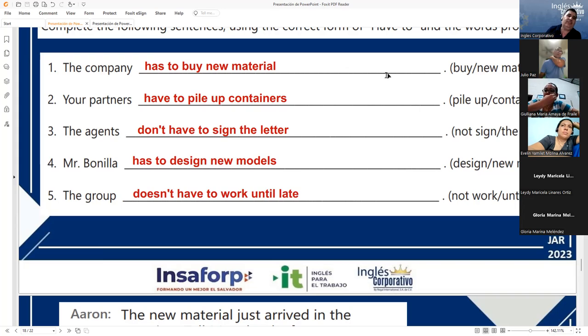Okay, questions? Teacher, one question. Tell me. It's about the group. Why is the group not plural? Ellos. Because it's it.